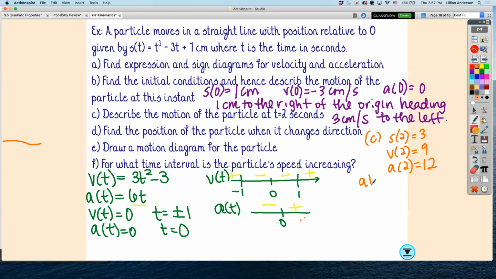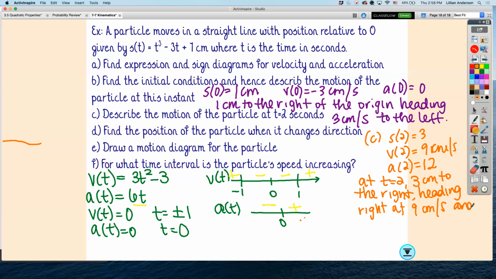So at t equals 2, we are 3 centimeters to the right, heading which way? Heading to the right at 9 centimeters per second. And we are accelerating, or we start speeding up, increasing speed.